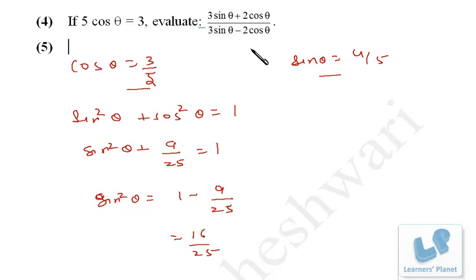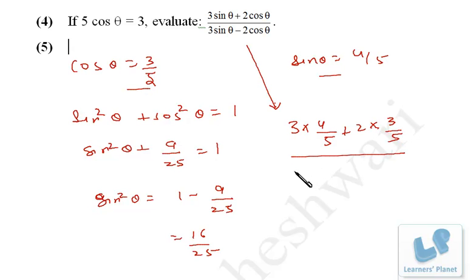Now we know cos theta, we know sin theta. Just put the value over here in this given expression. That's 3 into sin theta, which is 4 by 5, plus 2 into cos theta, which is 3 by 5, by 3 into 4 by 5 minus 2 into cos theta, which is 3 by 5, right? Now it's 12 plus 6, so that's 18 by 5, but the denominator will get cancelled from this 5, and this is what? 12 minus 6, right? So that's 6. So the value of this expression is 3, right?